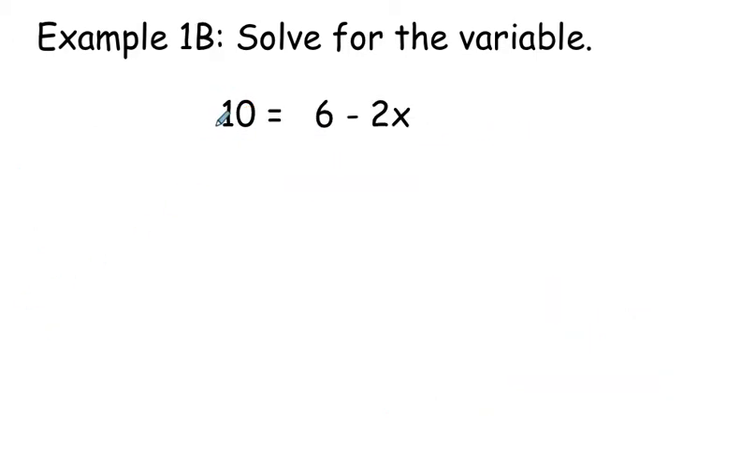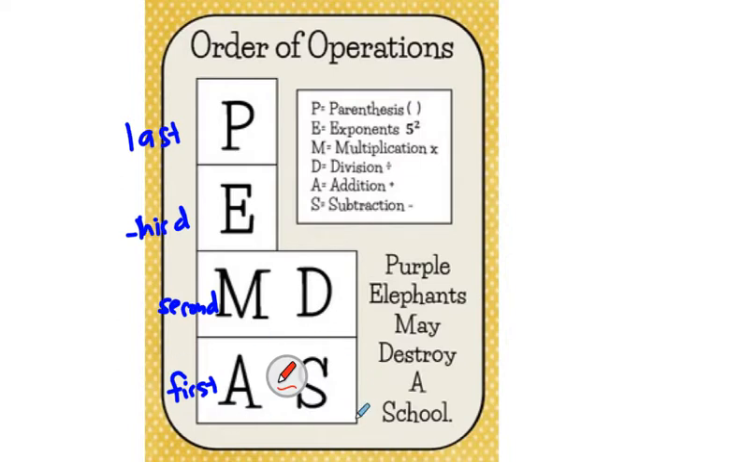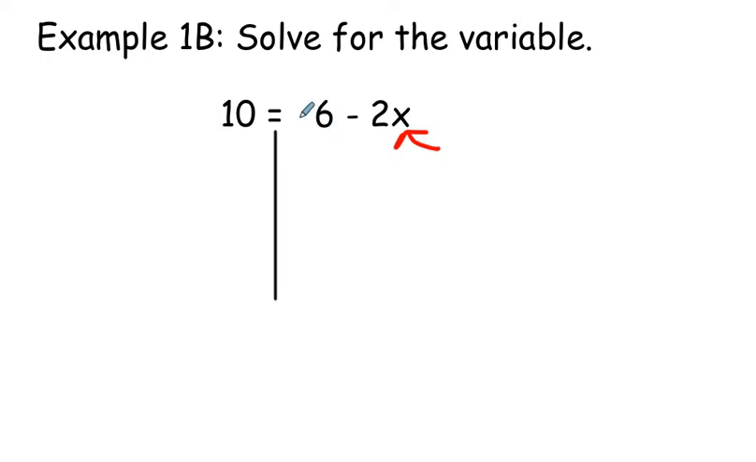Another example is 10 equals 6 minus 2x. Again, we have to know where our variable is. So our variable is on the right side, so I need to get rid of this 6, and I need to get rid of this negative 2. The first step is for me to find something that's being added or subtracted. This 6 is positive, and now you have a negative 2. But you also have to understand that the negative 2 is being multiplied by x, so you can't get rid of the negative 2 yet. Therefore, you have to get rid of the positive 6.